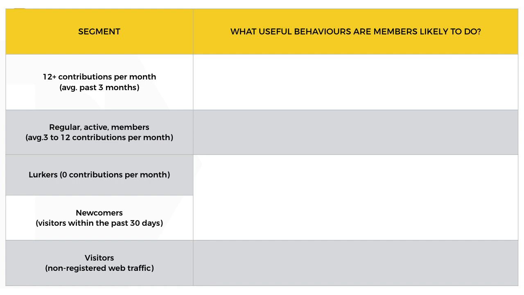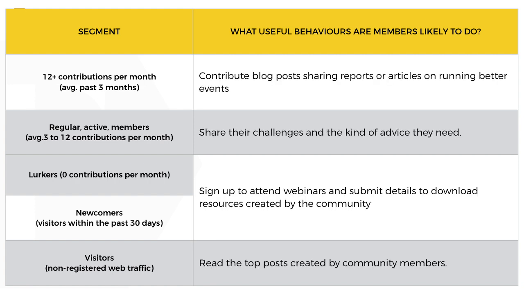So for example, a typical example here, segmenting might have people that make 12 contributions a month as the top members. The useful behaviors we want from them are to share blog posts or reports or articles on running better events. This is a very specific example. For people that make, say, 3 to 12 contributions a month, we know they probably don't have time to write a full blog post, but maybe they can share their challenges and tell us what kind of advice they need. Likewise, the lurkers or learners and the newcomers, maybe we just want them to sign up to attend webinars and to submit their details to download resources created by the community. They're identifying us as possible leads now. And visitors, maybe we want them to read the top posts created by members.